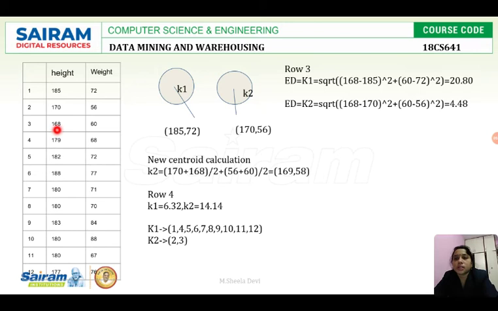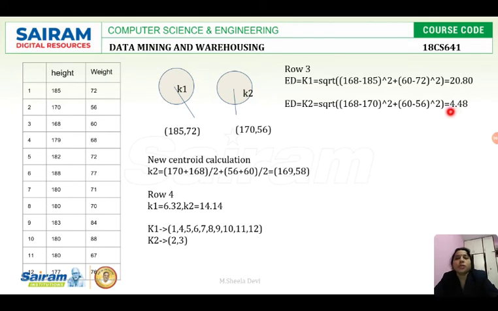Now I have to take the third row and again calculate the Euclidean distance with respect to the centroid of cluster 2. So the Euclidean distance with respect to cluster 2 is equal to the square root of the same. What is the value of the third row? Height of the third point or third object is 168 minus 170 plus 60 minus 56, whole square. So the final answer is 4.48.